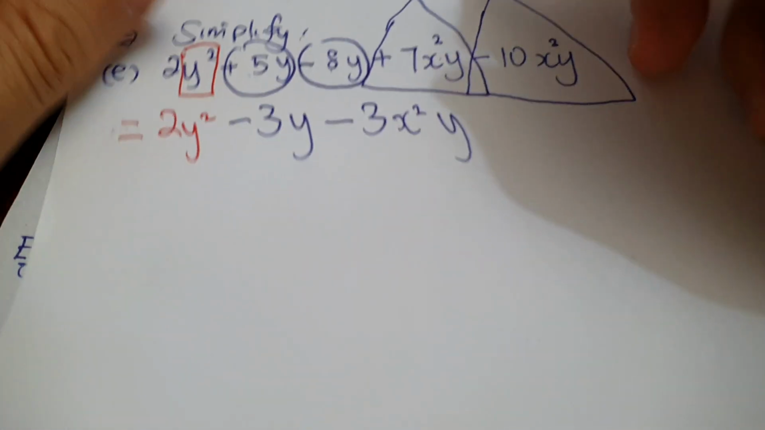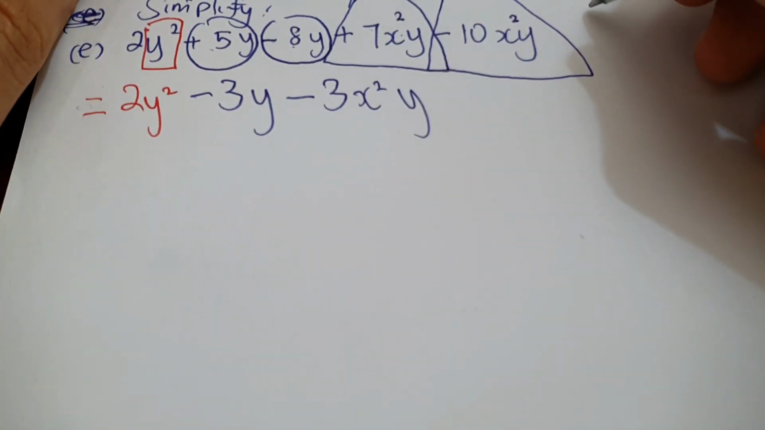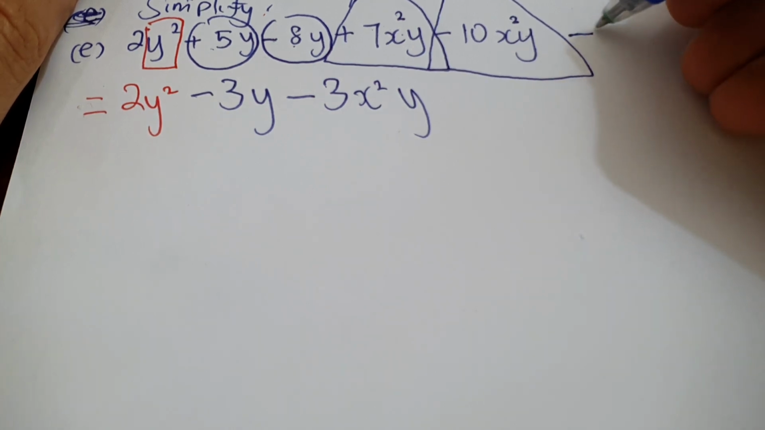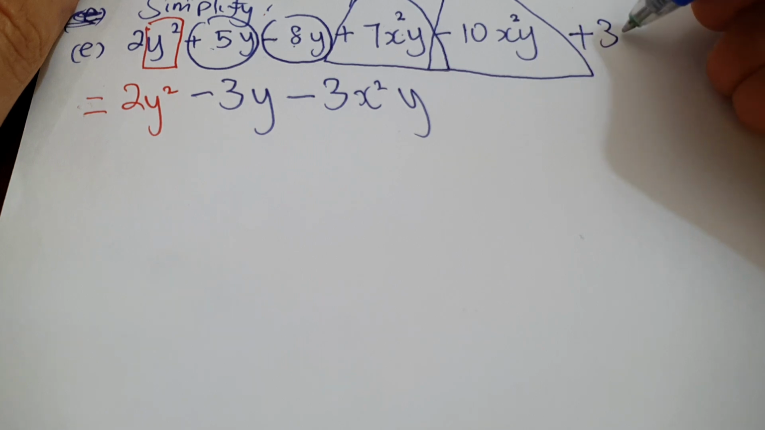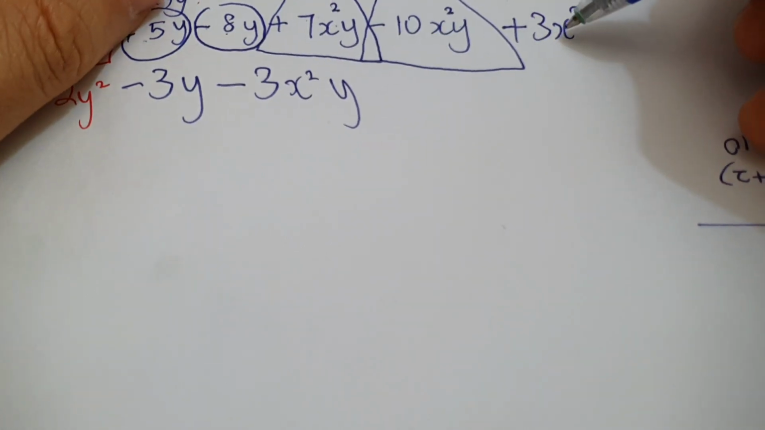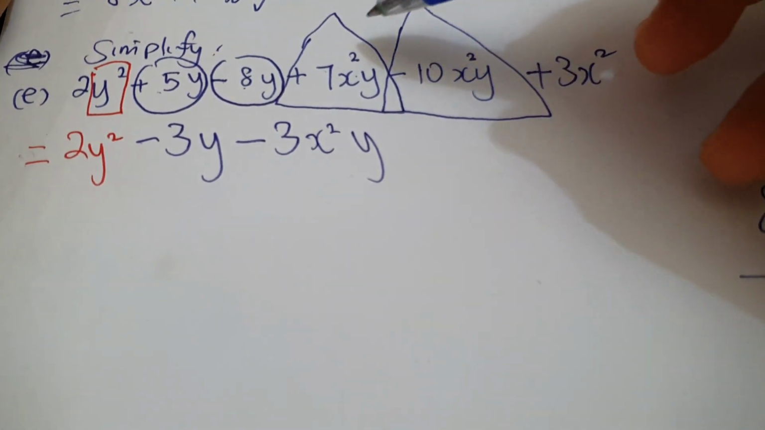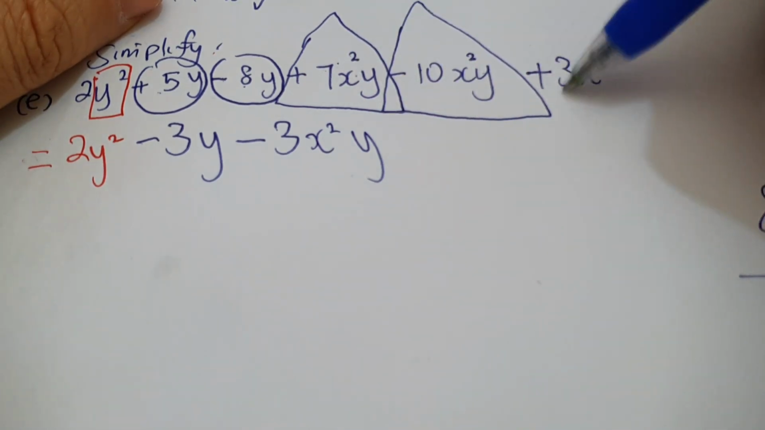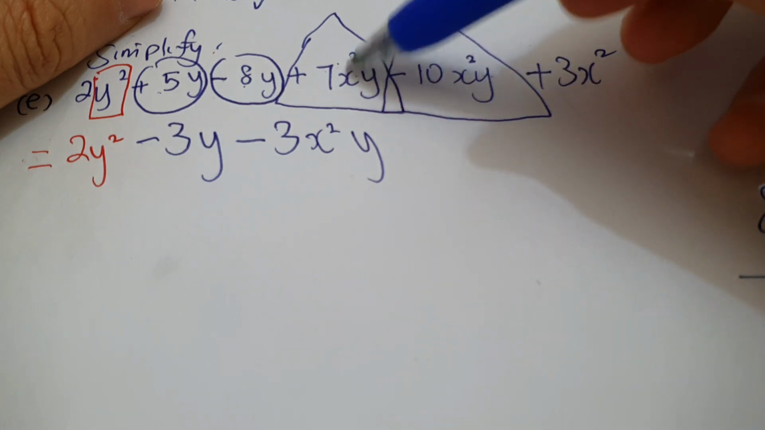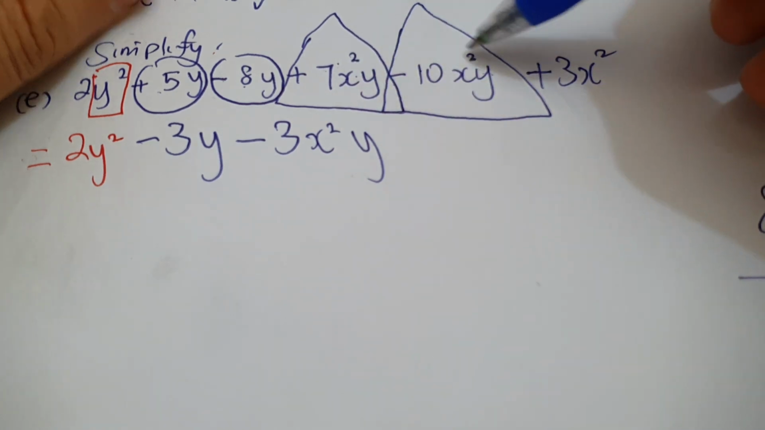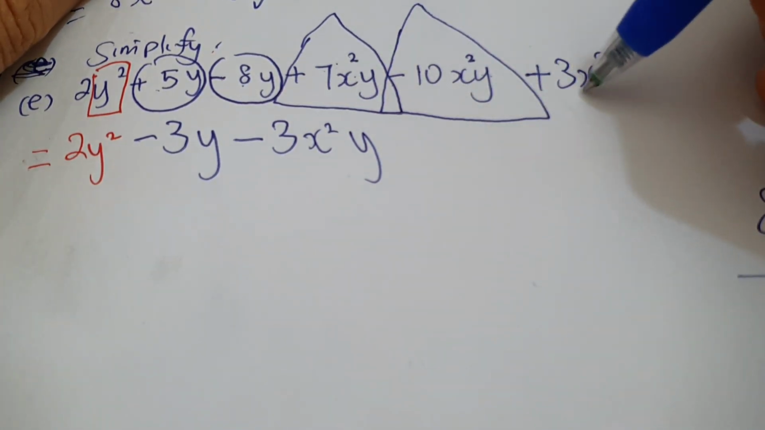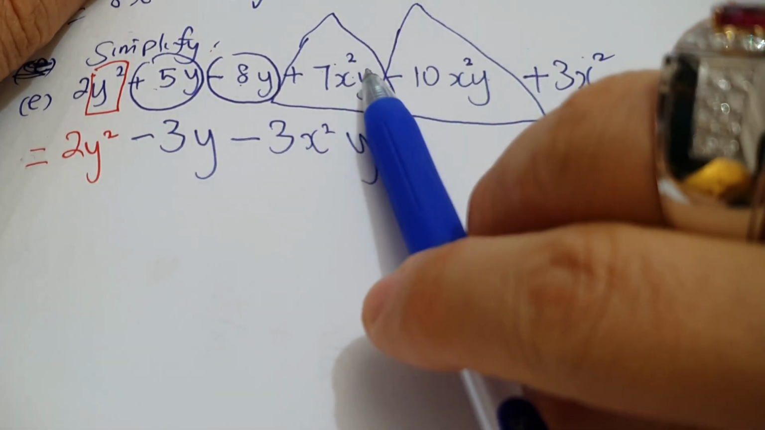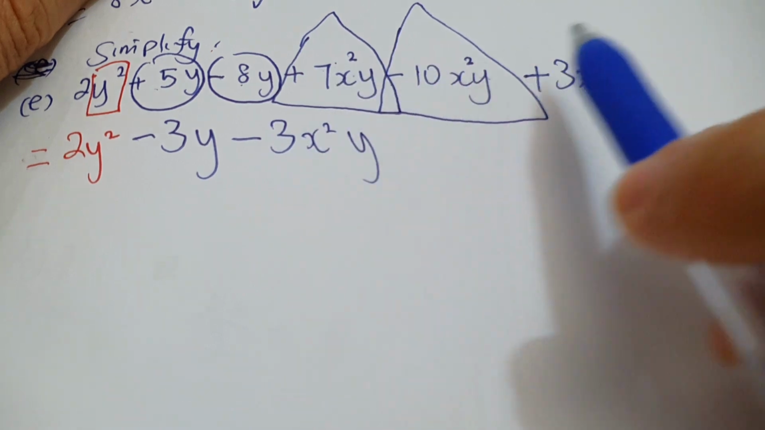Okay? Now let's say I make the question more complicated. Let's say there is another plus 3x square. Can you combine this plus 3x square with this x square y? Cannot, okay? It must be exactly the same. Let's say this one is x square only, don't have the y. This one is the x square only, don't have the y. Then you can combine these three together.